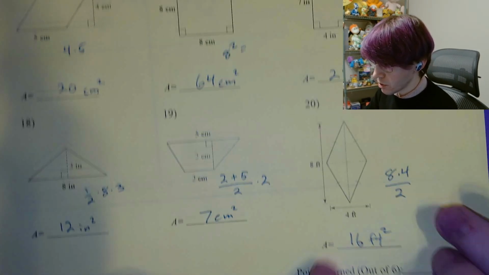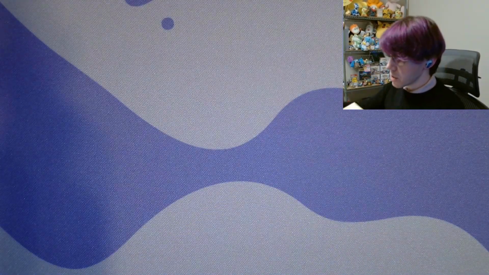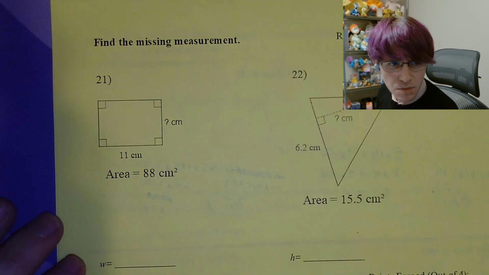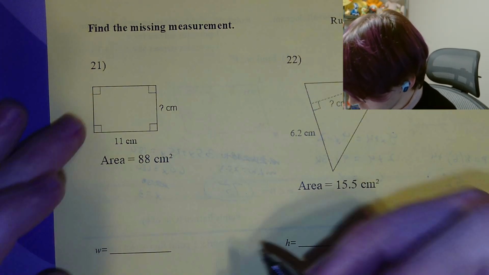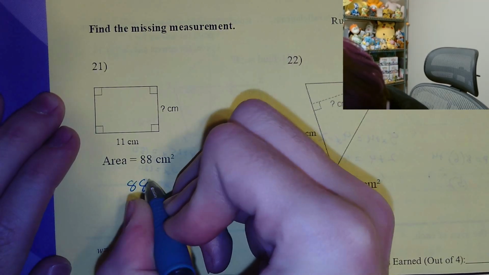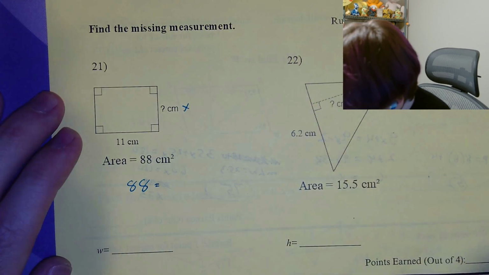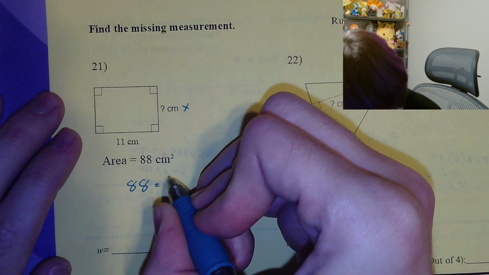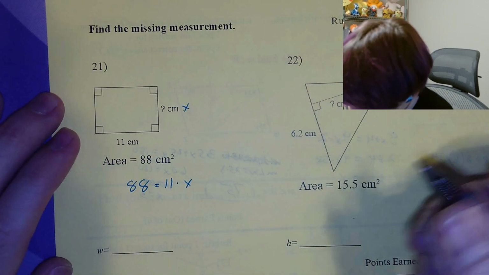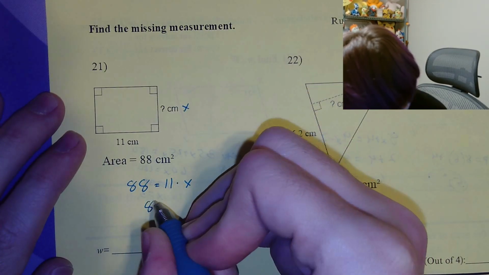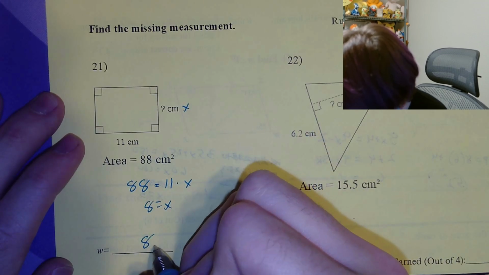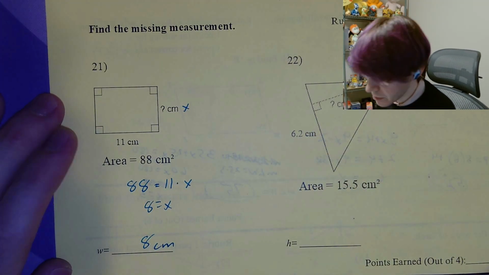Here we go. We're moving on to the back page here. The back page is the same exact idea, except it's backwards. So you're told that the area is already this 88. And I'm going to go ahead and use the letter X instead of a question mark there. So here we go. And that's going to be equal to 11 times X, base times height. Divide both sides by 11. And you get 8. And again, don't forget your units. This one's not squared, just centimeters.